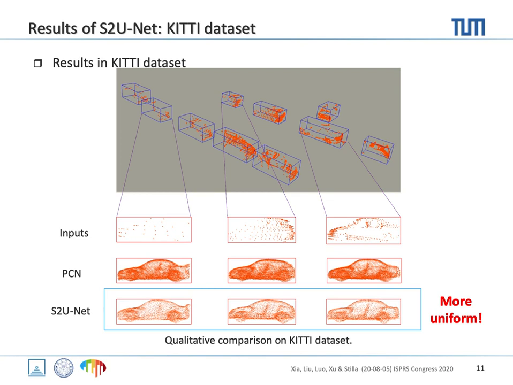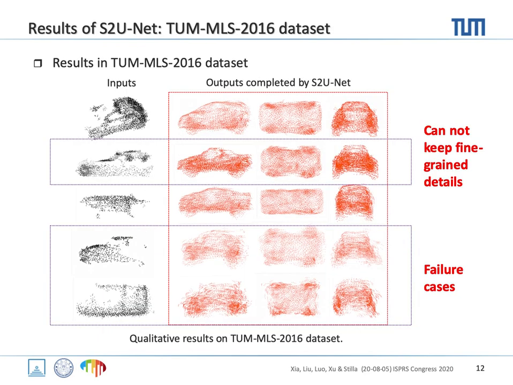Comparing the results on the KITTI dataset generated by S2U-Net and VPC-Net, we can observe that S2U-Net can produce more uniform point clouds, while VPC-Net fails to recover such structures. For the raw point clouds from the TUM-PF 2016 dataset, S2U-Net produces dense and complete point clouds from most partial inputs. However, from the second row, we can see that the generated point clouds cannot keep fine-grained details.